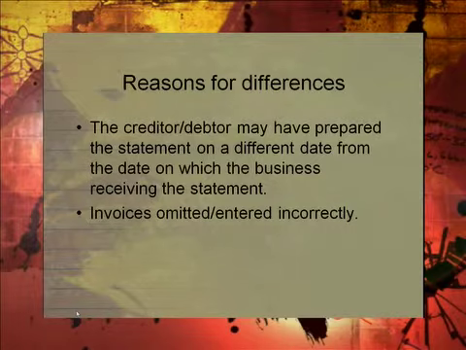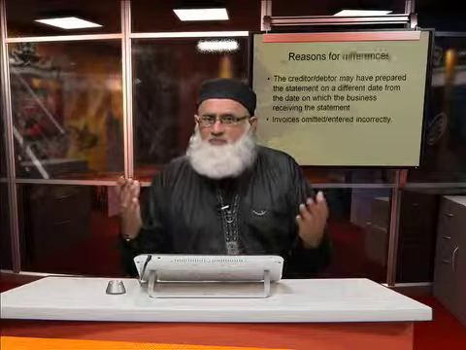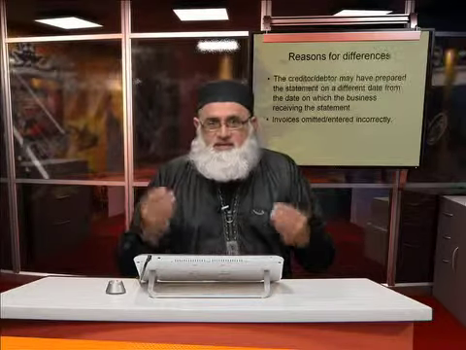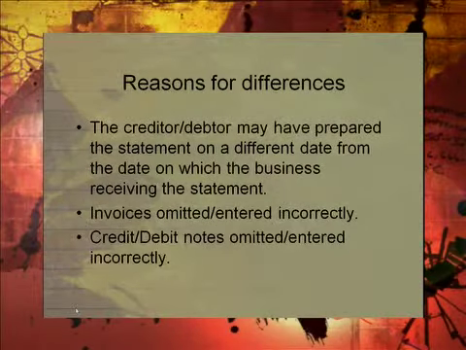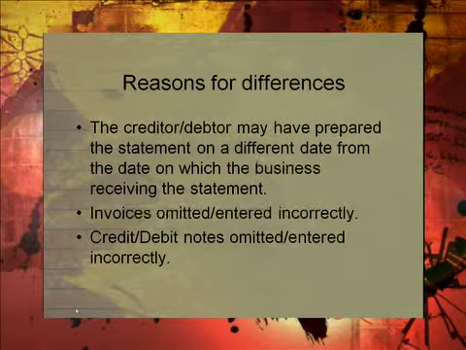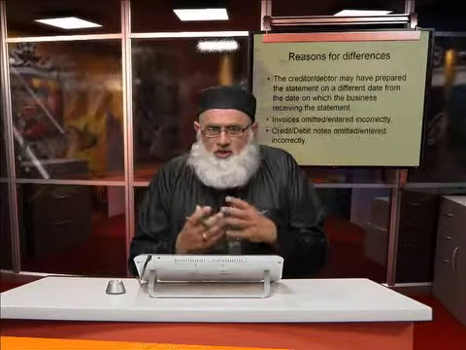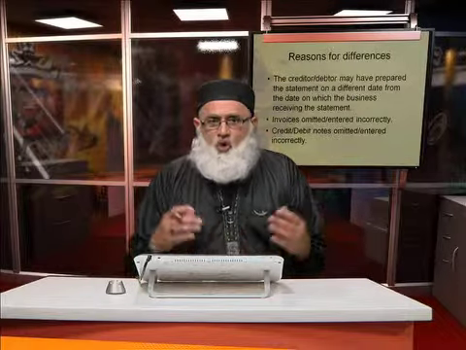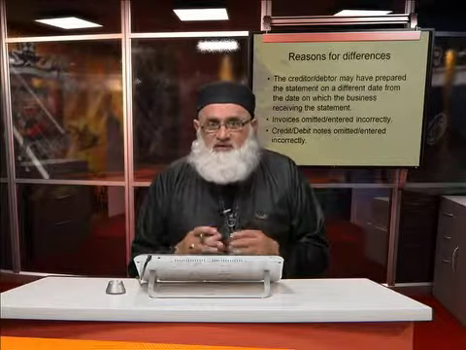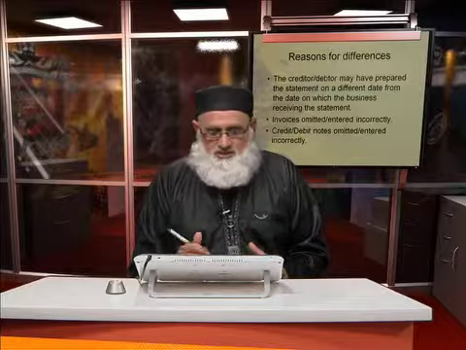It's possible that an invoice may be omitted or entered incorrectly. It can happen, guys. We all make mistakes. And if this happens, then we need to correct the mistake. It's possible that a credit note or a debit note is omitted or entered incorrectly. So look at all of these. These are the reasons why there will not be agreement between the control accounts.